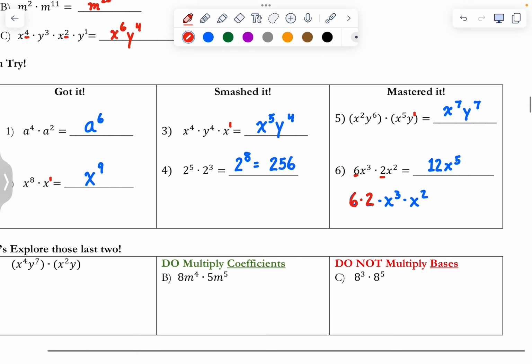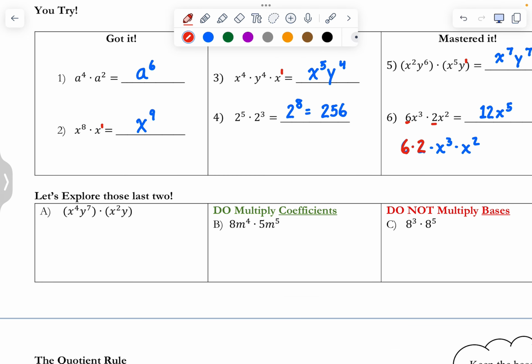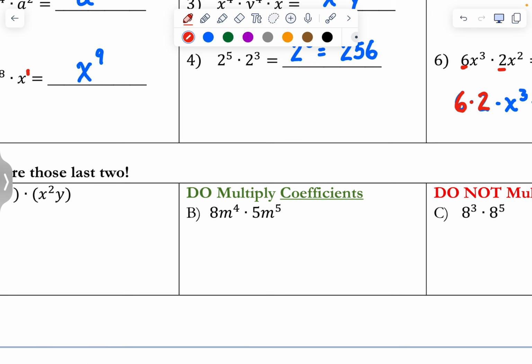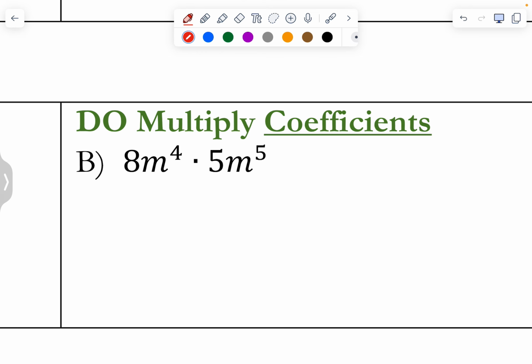All right. Now, these last few, we're not going to do all of these, but these are worth talking about here. So again, when you're multiplying things together, here I'm doing 8 times 5, which is 40. And then I'm adding the exponents. This is where it starts to get tricky, where sometimes we add numbers, sometimes we multiply numbers.